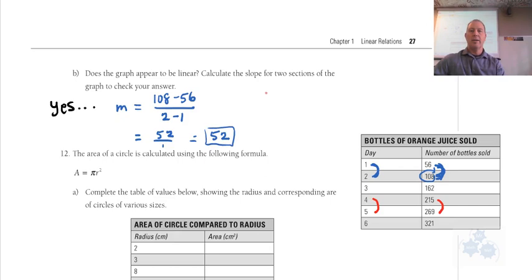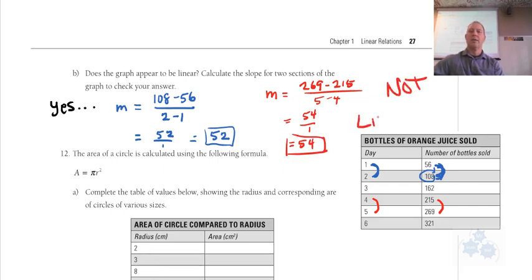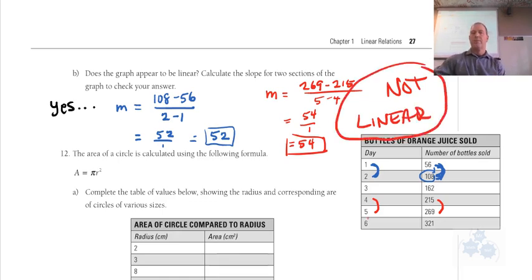So let's do the red. Oh, and we did this already. Remember we wrote down 52? So let's see what's the difference between these guys here. So 269 minus 215 divided by 5 minus 4. Okay, let me redeem myself here. It's 54. 54 over 1. So you see how these slopes are different, slightly different? So it's not linear. Not linear, and there's the proof. Two different slopes for two random different sections. Okay?